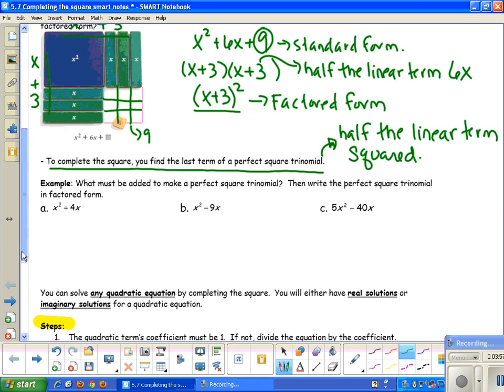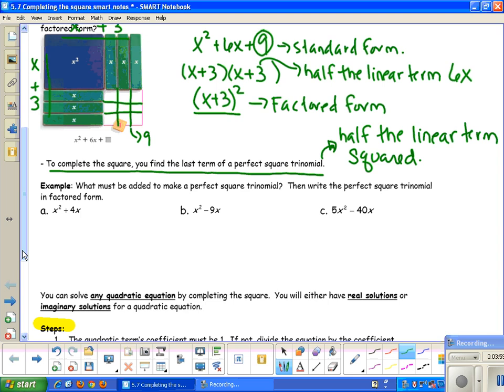Now for these next examples, it says, what must be added to make a perfect square trinomial? Then write the perfect square trinomial in factored form. If we look here, we have x squared plus 4x. Now using our logic from the last one, I want half my linear term squared. So what's my linear term? The 4x. I'm going to do this off to the side. I have 4x. I want half of that, so divide it by 2 or multiply it by half.